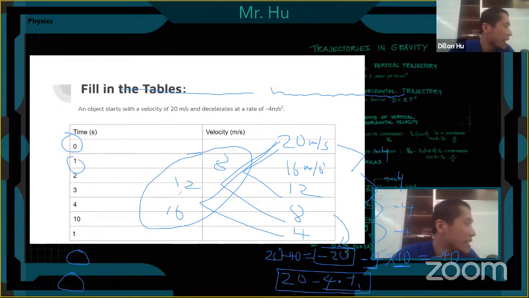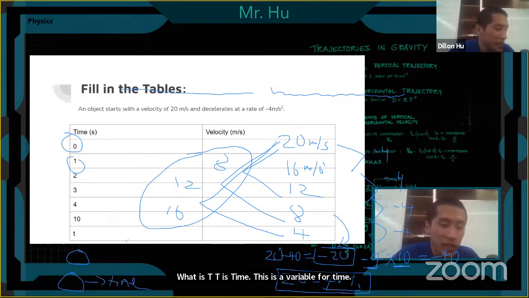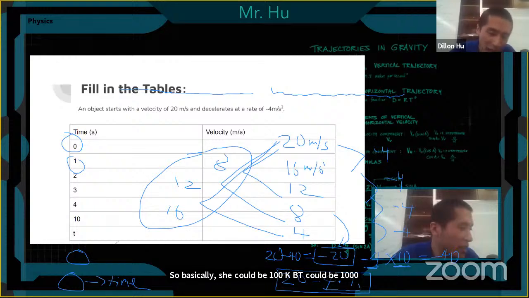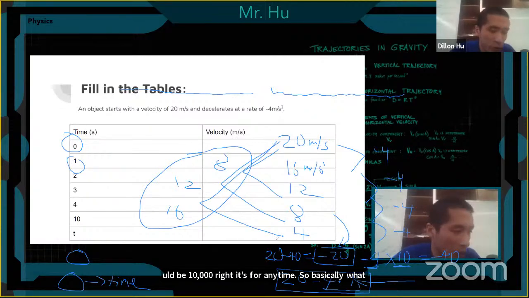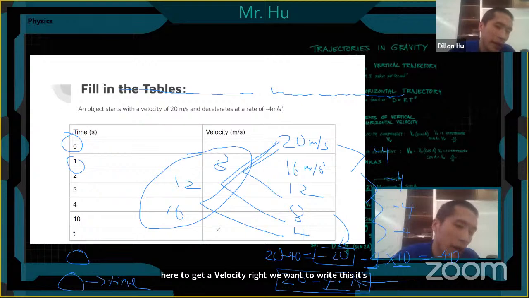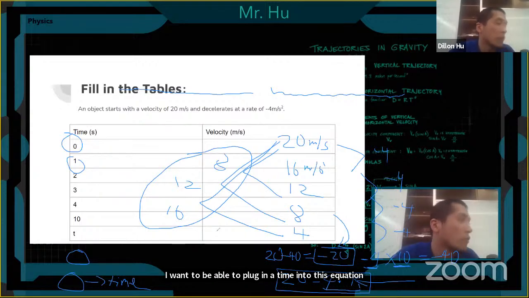What is t? T is time. This is a variable for time. So basically t could be 100, t could be 1,000, t could be 10,000, right? It's for any time. So basically what I want to do is plug in a time here to get a velocity, right? We want to write this as a variable. I want to be able to plug in a time into this equation in order to get a value for my velocity.